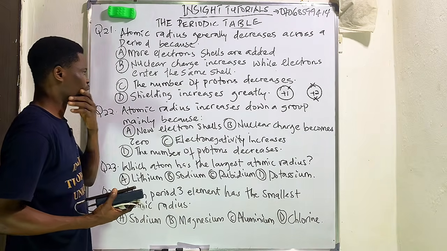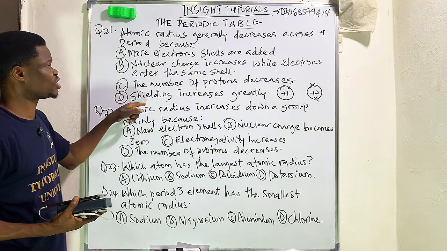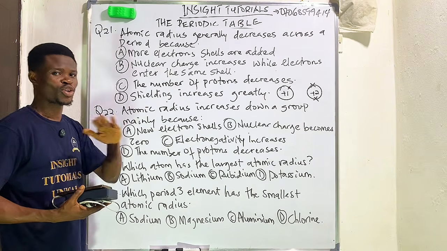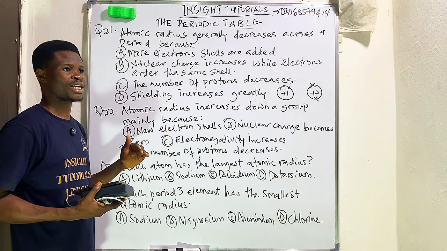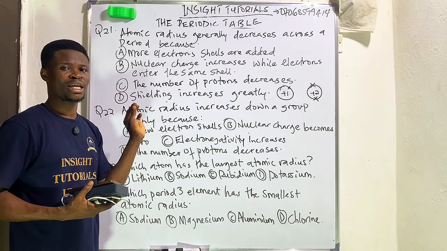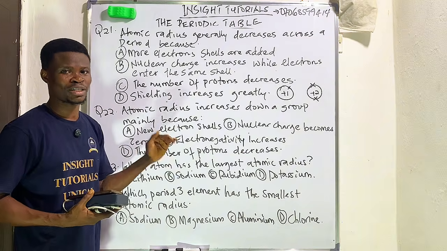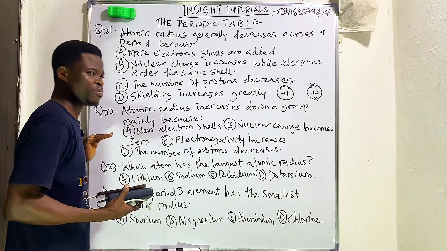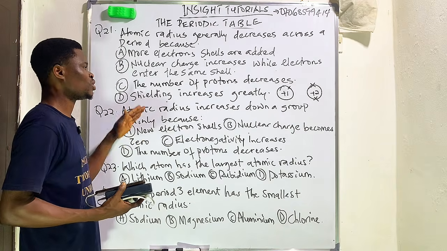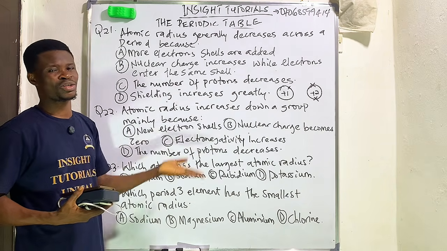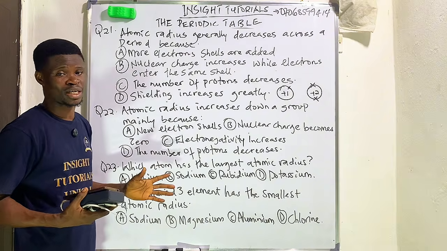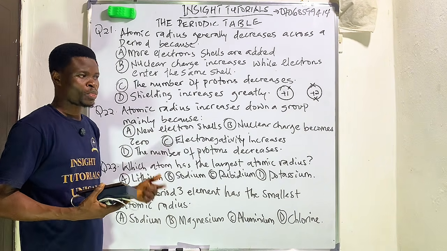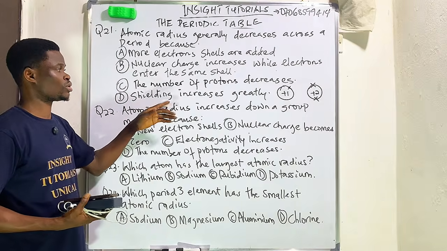So looking at this option right now, this says shielding increases greatly. Now, the shielding effect across the period is constant. It's constant in the sense that it's the same shell that electrons are being added to, because in period 1, they all have one shell. In period 2, it's 2 shells. In period 3, across the period, all of them have 3 shells. So the shielding will not increase across the period. It will be constant, because it's the same shell that you are adding those electrons to, right? So nothing will happen to the shielding.